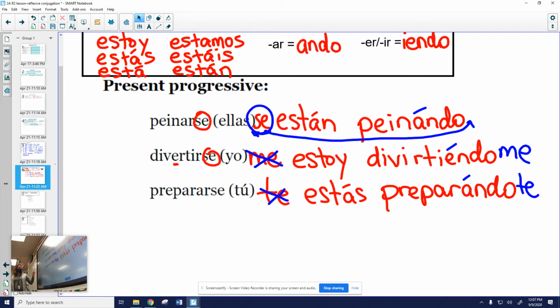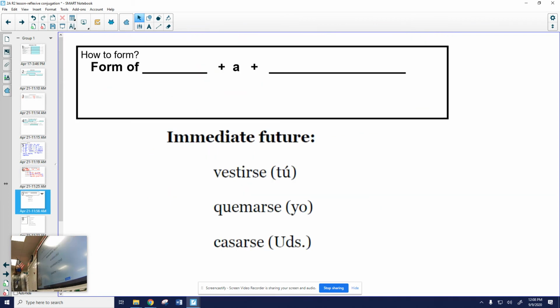A ver, la próxima. We'll spend a little more time on the present progressive in the next few weeks. So if you're feeling like, whoa, this is going so fast, I don't remember, take a breath. It'll be okay, and we will continue to review it. Next, we'll talk about the immediate future.